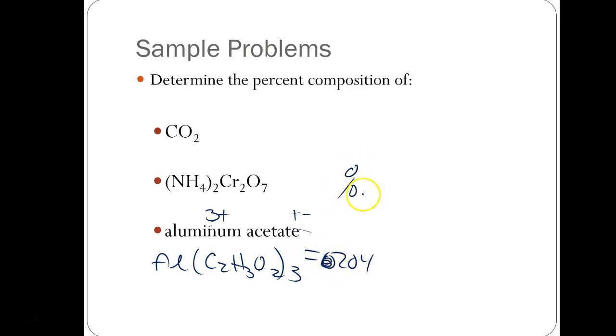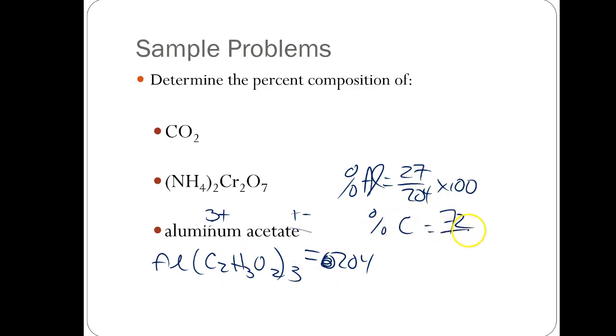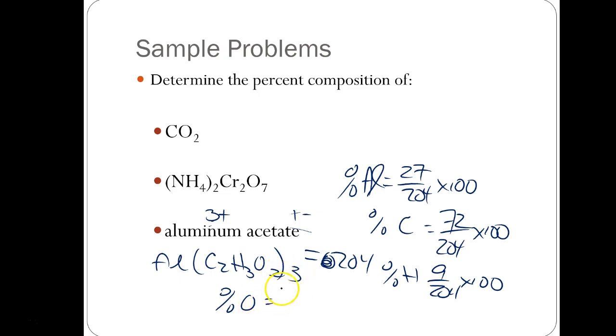So the percent for aluminum is going to be 27 over 204 times 100. The percent for carbon is going to be 72 over 204 times 100. The percent for hydrogen is going to be 9 over 204 times 100. And the percent for oxygen is going to be 6 times 16. I don't know what that is. 96? 96 over 204 times 100.